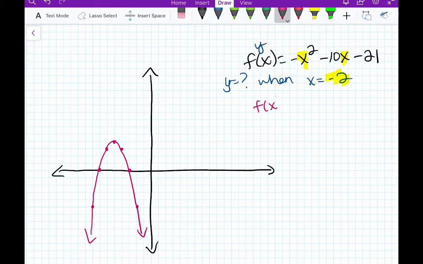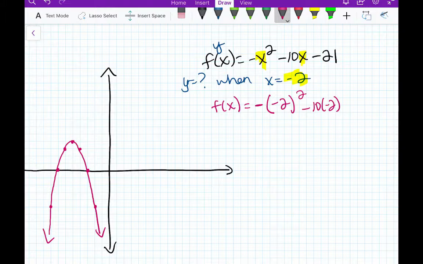So f of x, that's just y. In other words, f of negative 2, what is the function equal when x equals negative 2, equals negative parentheses, negative 2 squared, that's important, minus 10 parentheses negative 2 minus 21. Okay, so I just replaced the x with a negative 2.